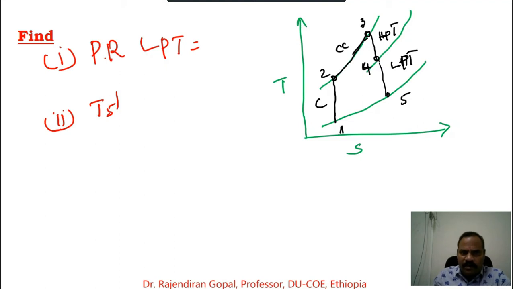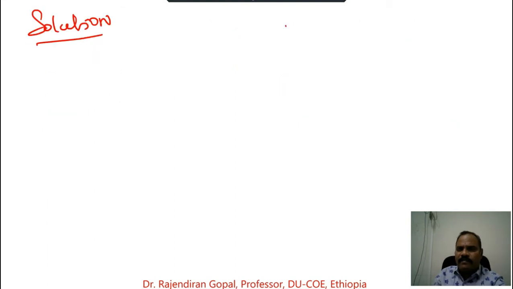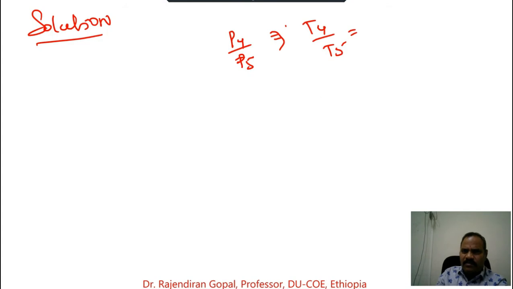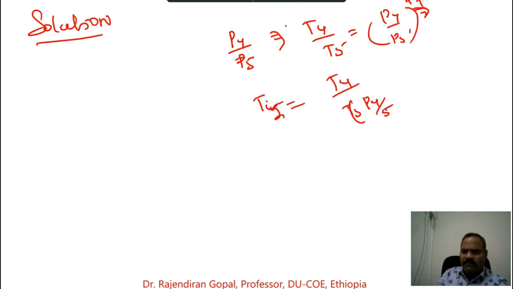Now find 1. The pressure ratio of low pressure turbine, that is P4 by P5. Second, the temperature of gases leaving from the unit, that is T5. So they are asking the pressure ratio of low pressure turbine, that is P4 by P5. That we can obtain from T4 by T5 is equal to P4 by P5 whole to the power gamma minus 1 by gamma. Then T5 is equal to T4 over P4 by P5 whole to the power gamma minus 1 by gamma. So we have to find out first P4 by P5.